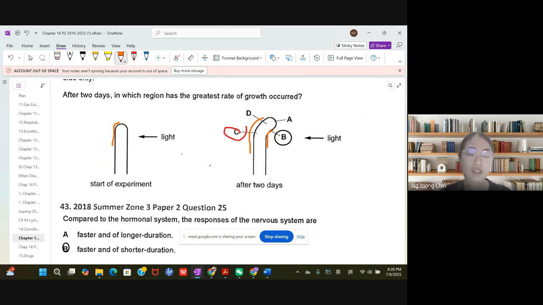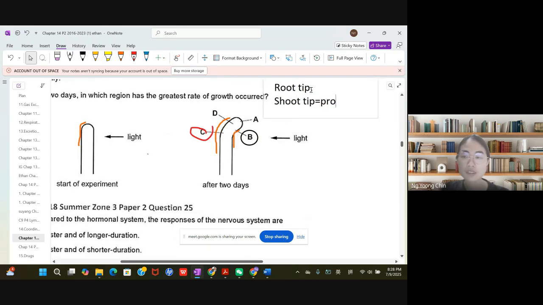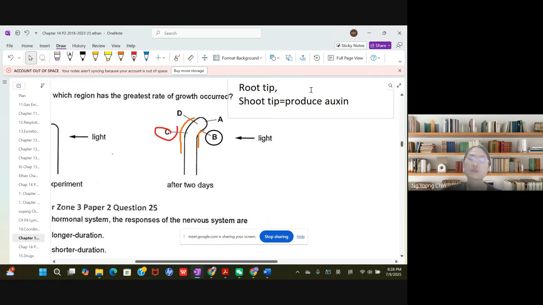It is because the light affects the auxin distribution on the shoot tip. Remember where the auxin is produced from. The sites of auxin production in plants are two places: the root tip and the shoot tip. So remember, the root tip and the shoot tip produce the auxin.